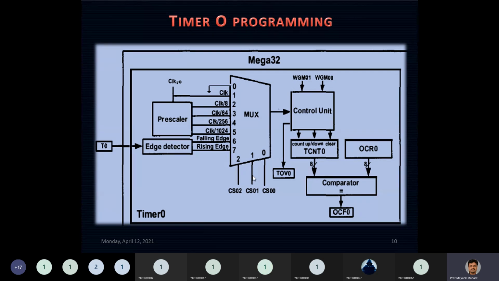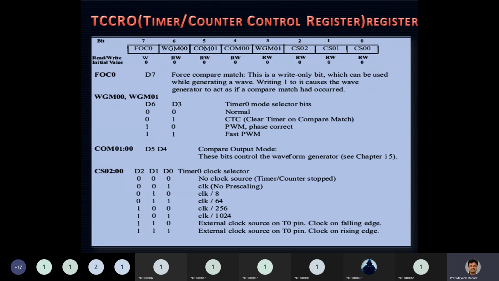Okay, 27 number. Hello, 27 number. Yes, sir. Are you clear with all the blocks of your timer zero? All the registers, all the pins, all the bits? Yes, sir. Clear.